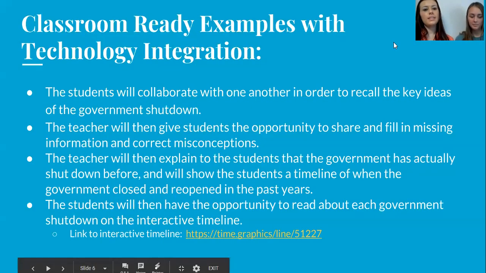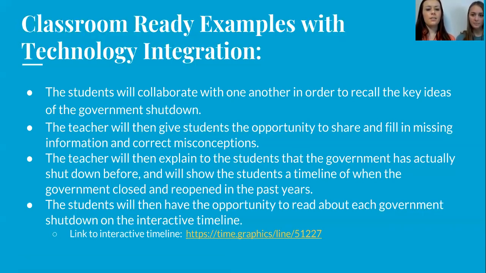Here are some classroom-ready examples of technology integration. The students will collaborate with each other in order to recall the key ideas of the government shutdown. This is one of those really important 21st century skills of collaboration. The teacher will then give students the opportunity to share and fill in missing information and correct misconceptions. So this is that important formative assessment that we use to make sure that we're clearing up any misconceptions that our students may have. The teacher will then explain to the students that the government has actually shut down before, and will show the students a timeline of when the government closed and reopened in past years.